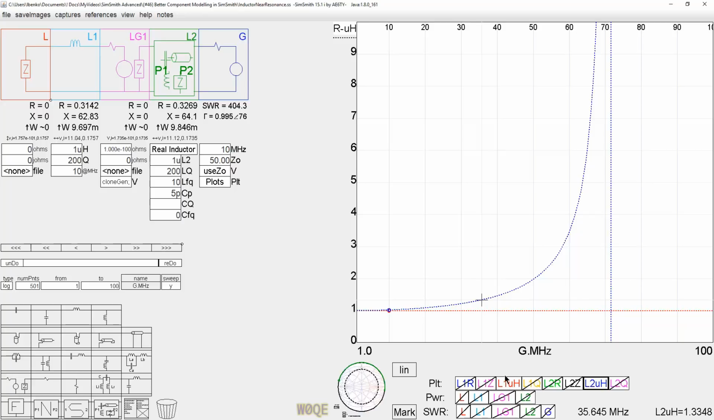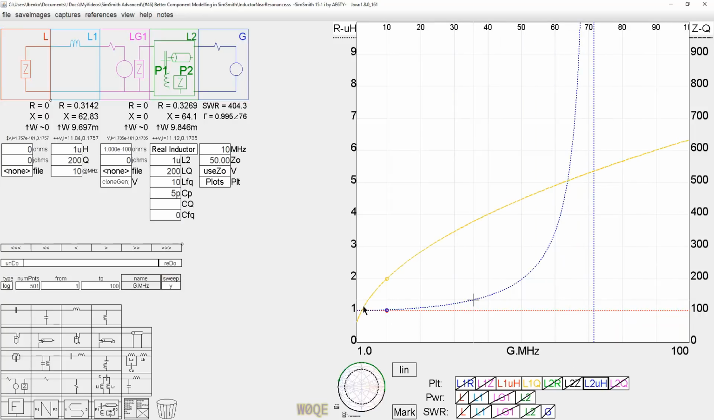Let's keep going while we're doing this. We look at the Q of our first circuit, and we see the Q rise. The Q rises as the square root of F because the reactance is rising as F, but the divisor is rising as the square root of F. So the net effect is we're rising as the square root of F.